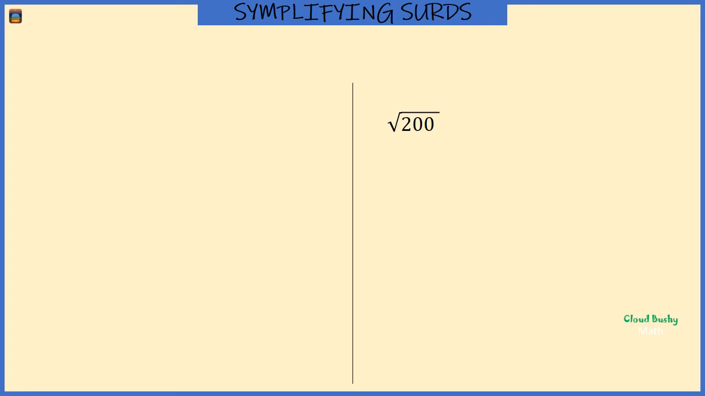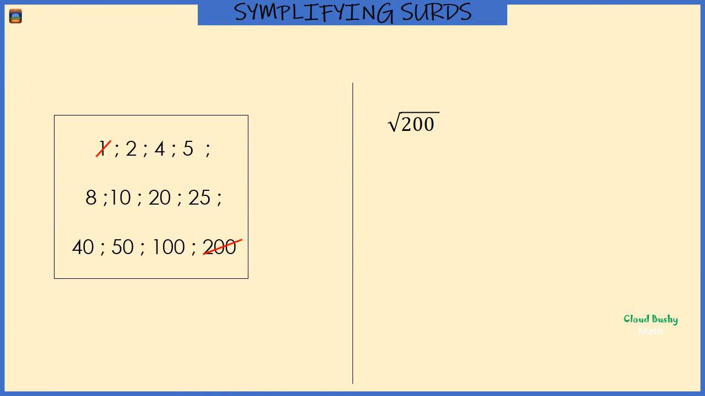Let's look at the square root of 200. 200 has many factors that are perfect squares: 4, 25, 100. So we pick the highest of these, that is 100. Now we can write the square root of 200 is equal to the square root of 100 times 2.